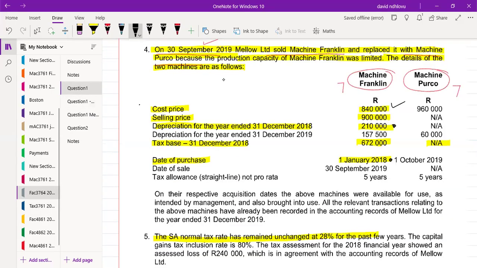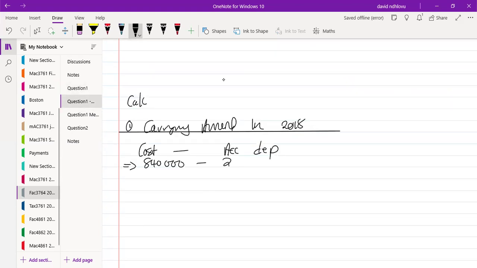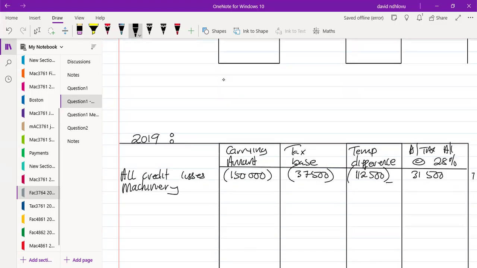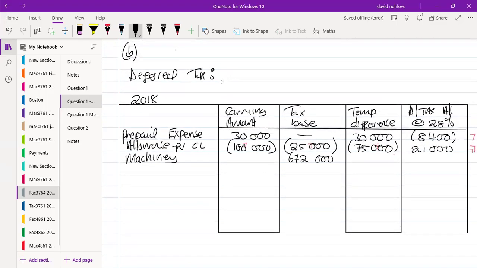And then we were very clear, the 210, which is the depreciation for the year 2018, is also equivalent to the accumulated depreciation, because this was bought in 2018 and the value is 210. So we are going to subtract the 210,000 here. When we say 840,000 minus the 210,000, then we are going to sit on 630,000. Now, this amount that we are sitting on, that's the carrying amount of the asset.